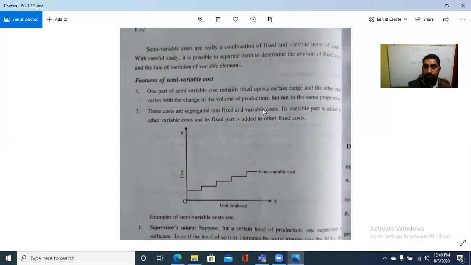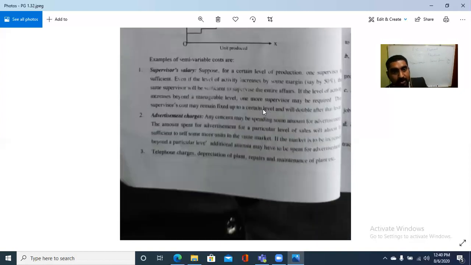Not fully variable, not fully fixed. Clear? Partly variable, partly fixed. That is why it is called semi-variable. So its variable part is added to the variable cost and fixed part is added to the fixed cost. Then examples of semi-variable costs are supervisor's salary, advertisement charges, telephone charges, depreciation of plant, repairs and maintenance of plant, etc. So supervisor's salary, how is it semi-variable?